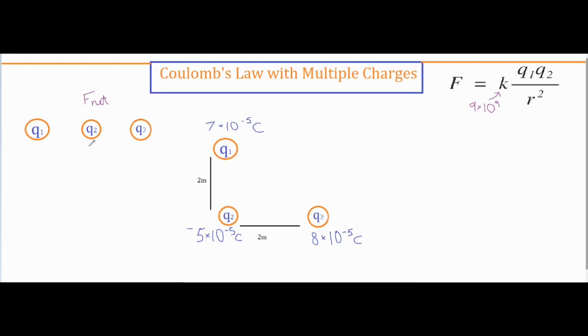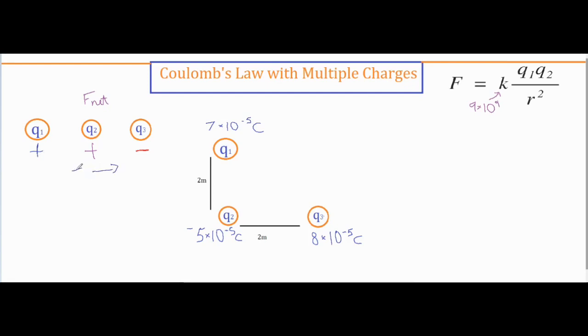So for this particular one, let's pretend that our Q2 has a positive charge. Let's pretend that our Q3 has a negative charge. And then let's say our Q1 has a positive charge as well. What you would do in this case is you would figure out the force between just Q1 and Q2 using Coulomb's law. And we know that's going to be a force of repulsion because they're both positive. So then this force would be pushing towards the right.